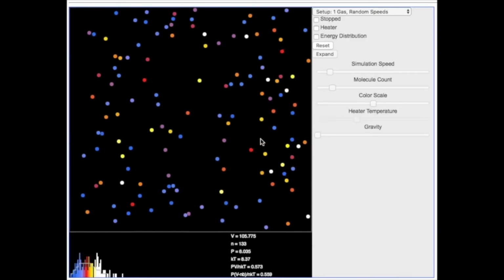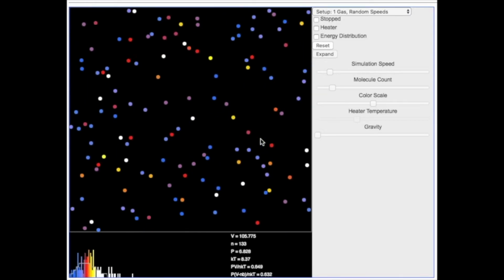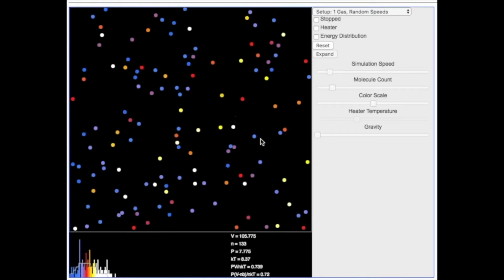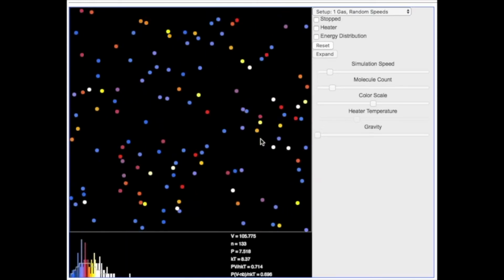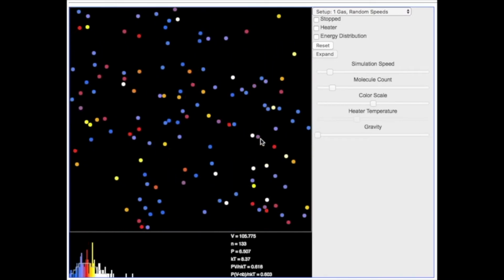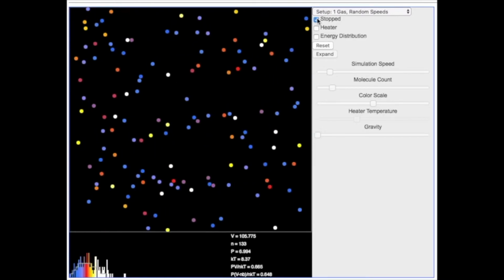This is a really nice simulation about gas particles, and if we were able to zoom in and actually see what the particles look like, this is hopefully what we would see. We would see a whole bunch of different atoms or molecules flying around, colliding with their container and colliding with each other. Now I'm going to stop it right here to let you focus.